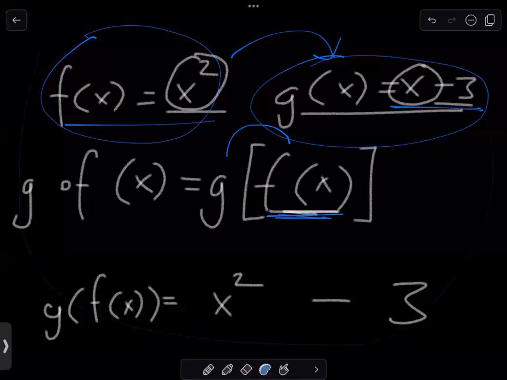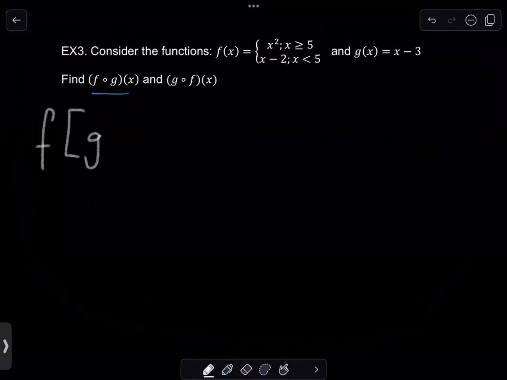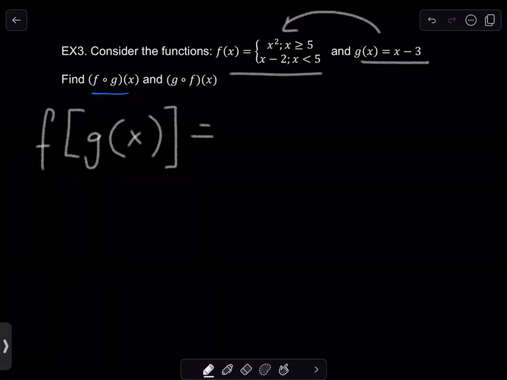Now let's go on to the exercise 3 example. Okay, so firstly, what we need to do is find f circle g of x. So that is the same as finding f of g of x. So what we are doing is we are taking the g function and inserting it into the f function. But notice the f function is a piecewise function. So what I'm going to do is I'm going to write this piecewise function out because I'm inserting another function into it. But wherever I find x, I'm going to write it with a bracket. I'm going to replace the x with a bracket.